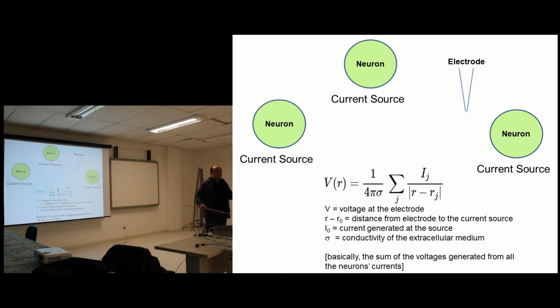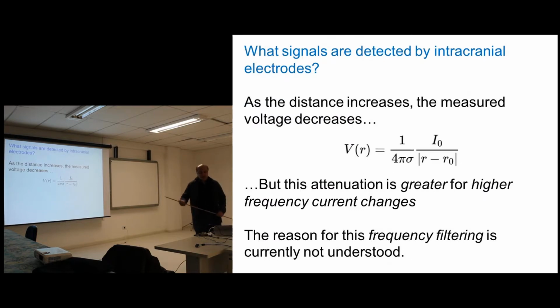But as a summary of how it works, or to give you an intuitive idea of how it works, this is it. The other thing that this doesn't capture, well, it captures this: as the distance increases, the measured voltage for a given current decreases, right? That makes sense, because we're dividing by the distance. But what actually happens is that this decrease is greater for faster frequency changes in current, okay? This is called frequency filtering.